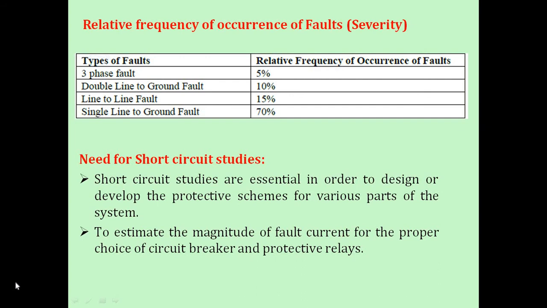Relative frequency of occurrence of faults, severity. Types of faults and their relative frequency of occurrence: three phase fault 5%, double line to ground fault 10%, line to line fault 15%, single line to ground fault 70%.